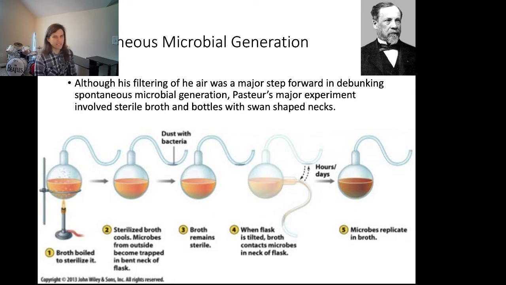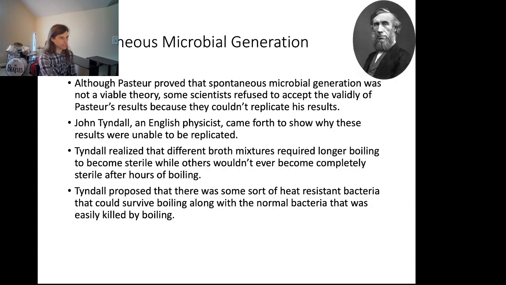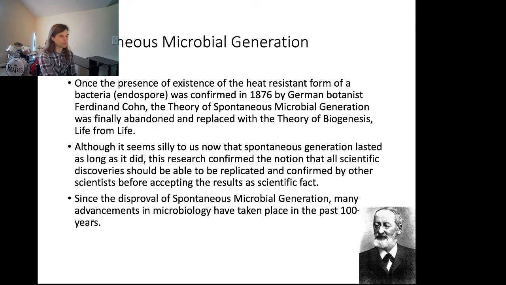Well, anyway, they didn't know that yet. They didn't know that these endospores existed. Eventually, they figured it out. This guy right here came forth and put forth the idea that maybe something was out there that was explaining that, these endospores. And then eventually this guy, Ferdinand Cohn, finally found these endospores in 1876 and put to death that stupid theory of spontaneous microbial generation. Took quite a while to get there, but finally we got there.